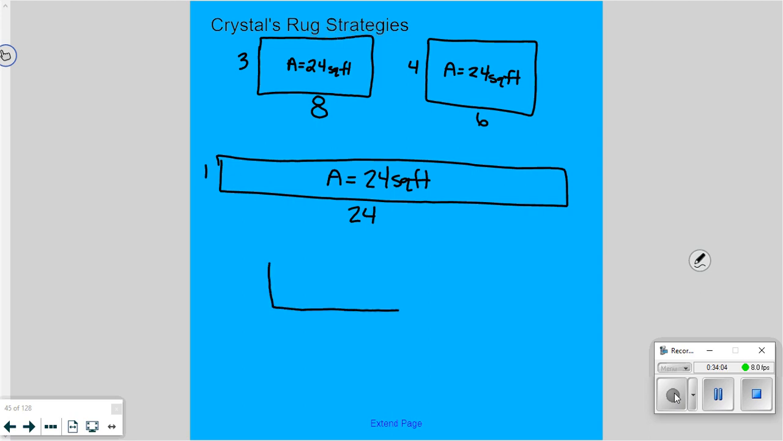Yeah, so that might look like this. It's still going to be long and skinny. We've got a dimension of 2 and a dimension of 12. 2 by 12.